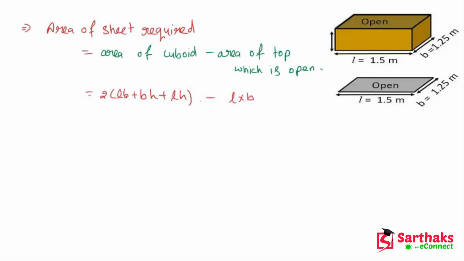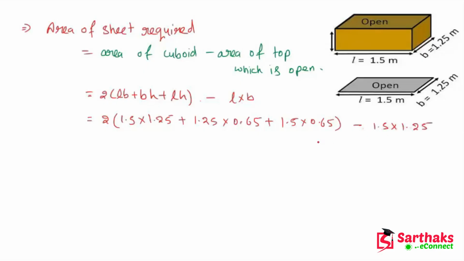Now put the values in this formula. So this becomes 2 into (1.5 into 1.25, plus 1.25 into 0.65, plus 1.5 into 0.65), minus L into B, where L is 1.5 and B is 1.25. I hope you get this point, my dear friends.